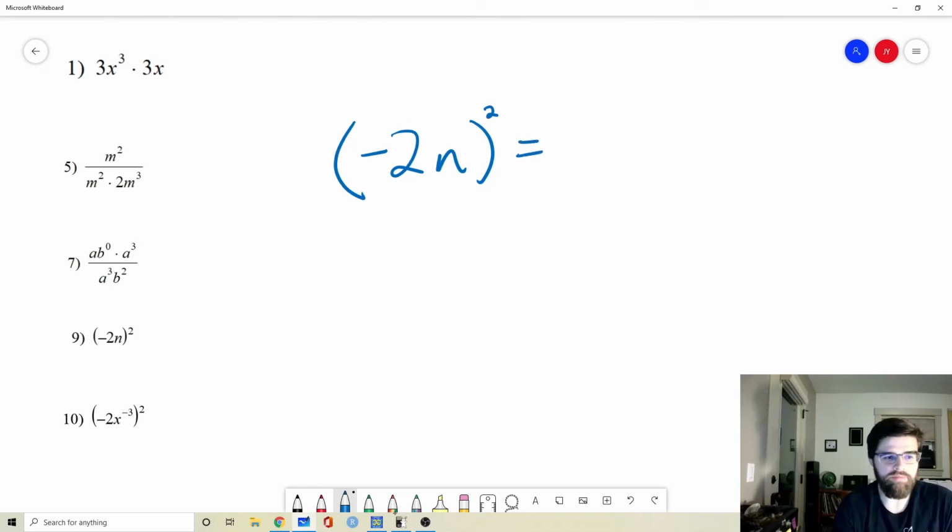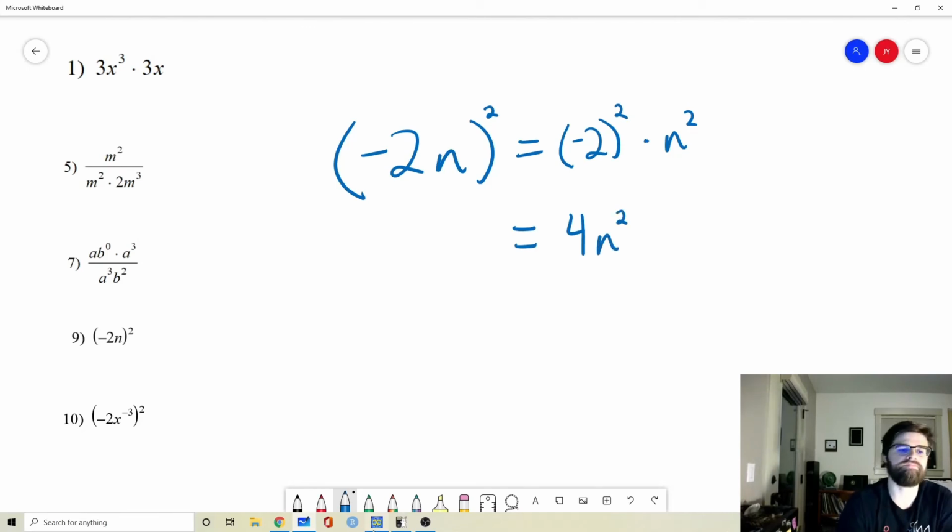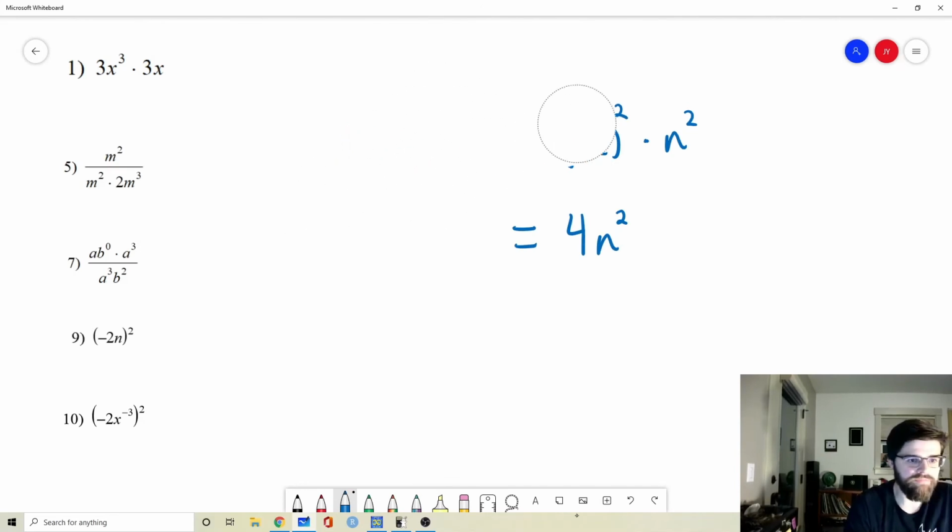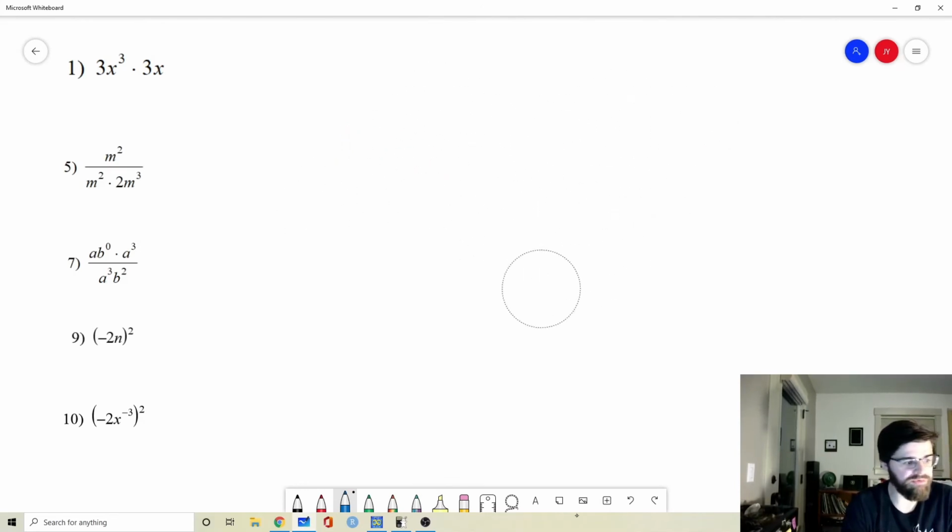So I'm going to think about this as negative 2 squared times n squared. We can break those up. Negative 2 times itself is positive 4. n times itself is n squared. And finally, the last one down here, not only do we have a negative base, but we also have a negative exponent to deal with.